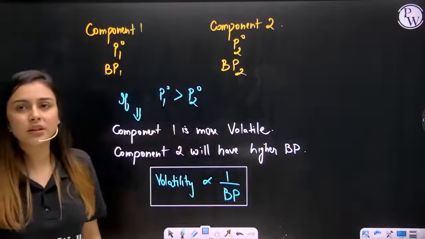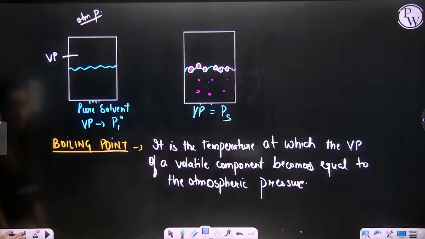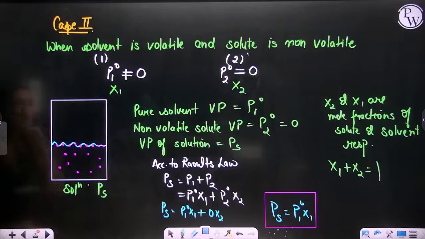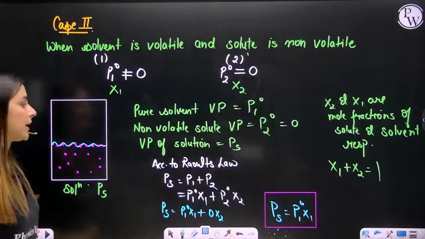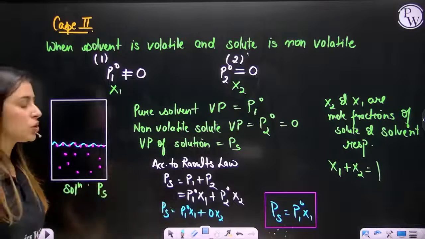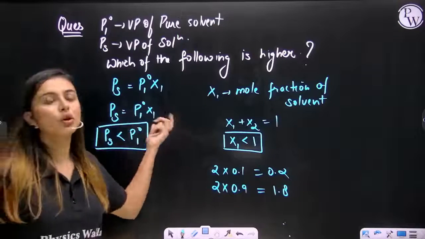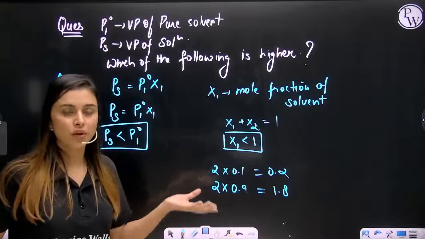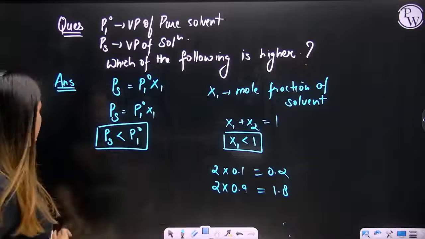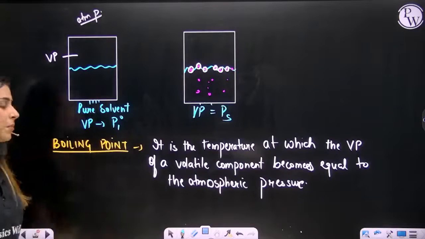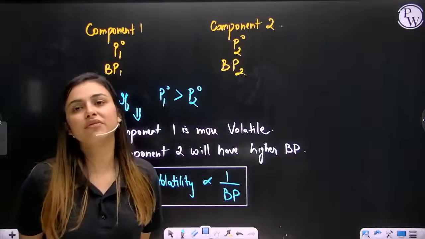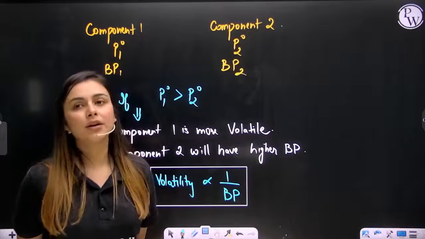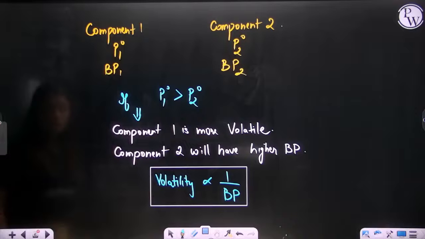Yes, so I hope you're clear with this concept, my dear students. You can just go through each and every part and then we'll move forward. So this was our case 2, where we discussed that we had solute as non-volatile and solvent as volatile. We found out the solution's vapor pressure. Then we found out that solution's vapor pressure will always be less than the vapor pressure of the pure solvent. We understood it mathematically as well as conceptually. Okay, perfect. And then, my dear students, we compared that if we have two different components and if one is more volatile, then which will have a higher boiling point. Okay, perfect. I hope it is clear with you.